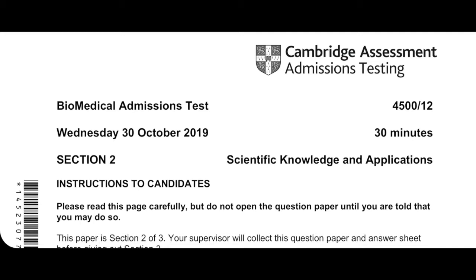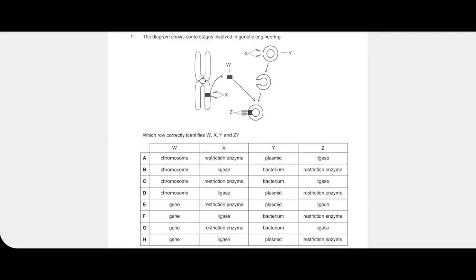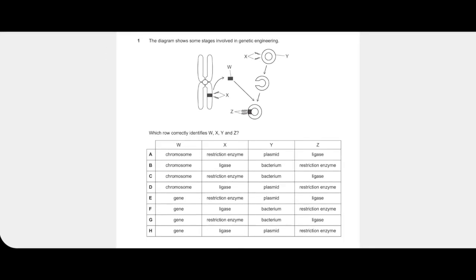Now without further ado, let's start answering the questions. Question 1. The diagram shows some stages involved in genetic engineering. Which row correctly identifies W, X, Y, and Z? So this question can be answered through a process of elimination.